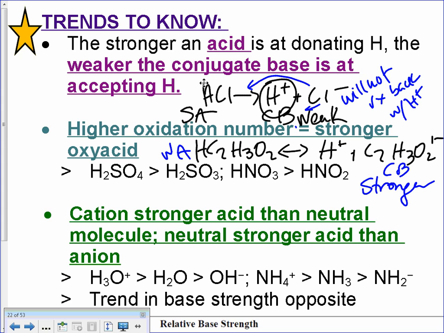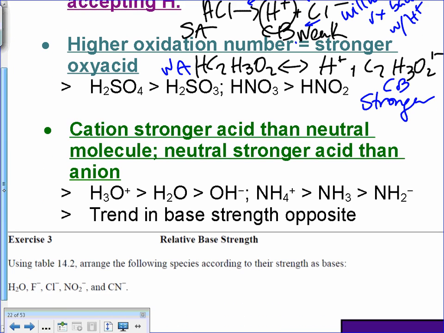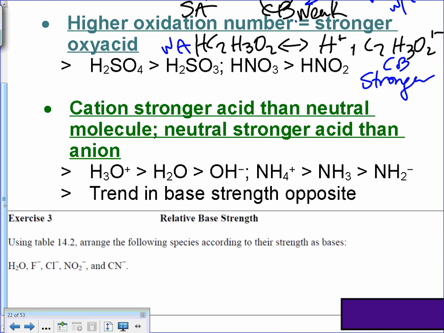And then there's a ranking system for oxyacids. I'm not sure if you can tell here, but the ranking system is based off pretty much the number of oxygens.